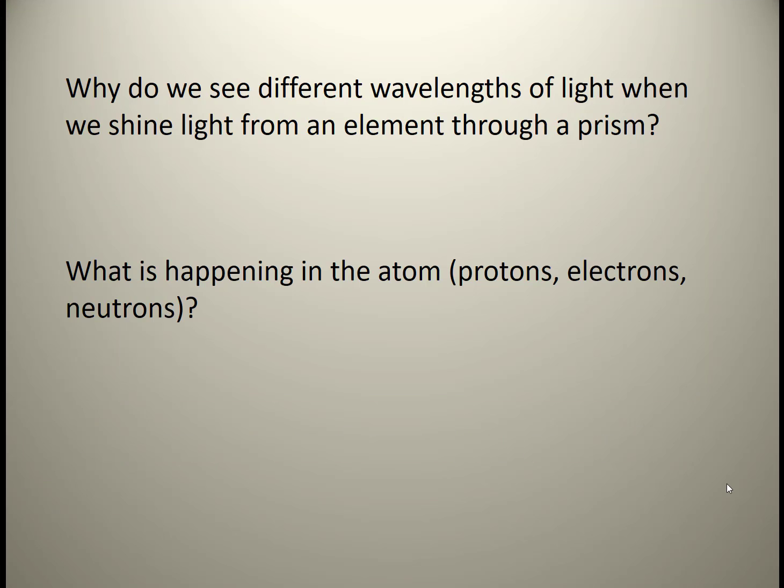So this poses the question, why do we see different wavelengths of light when we shine light from an element through a prism? And what is happening in the atom? Why is it element specific? What is different about a copper atom versus an oxygen atom? Why do they have different emission spectrums? Why do they have these different wavelengths of light that we can see?